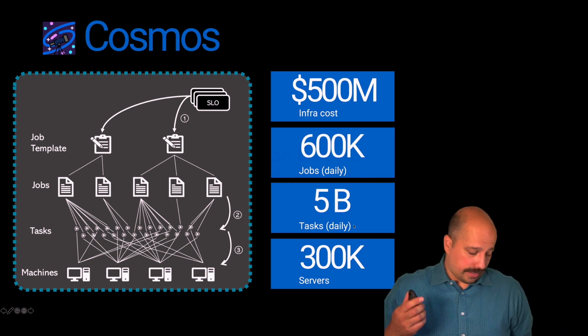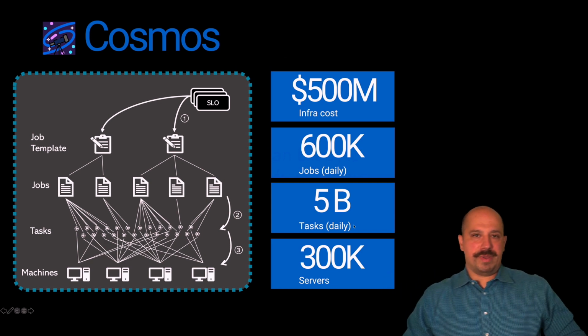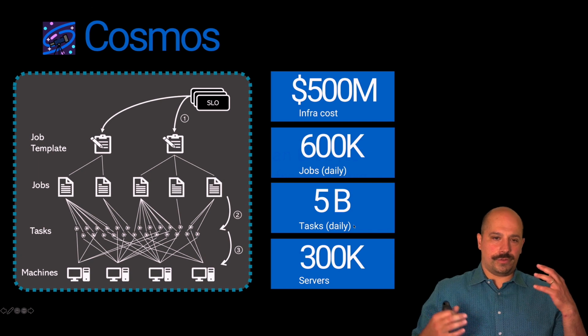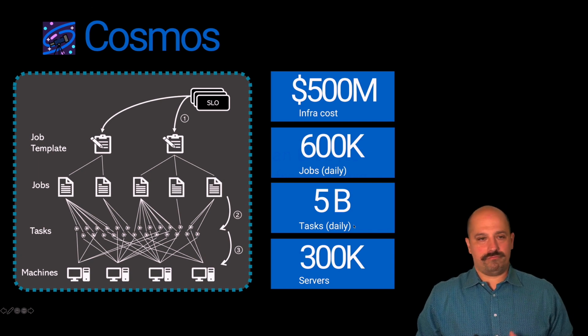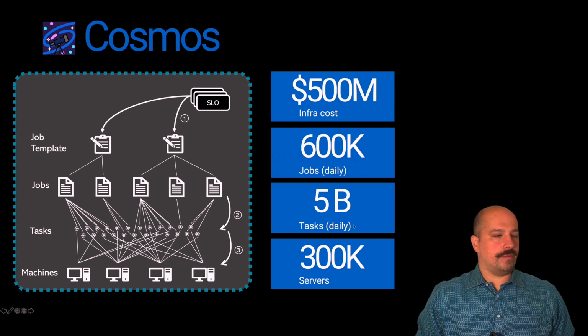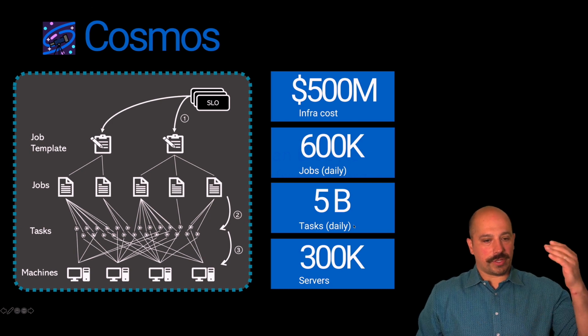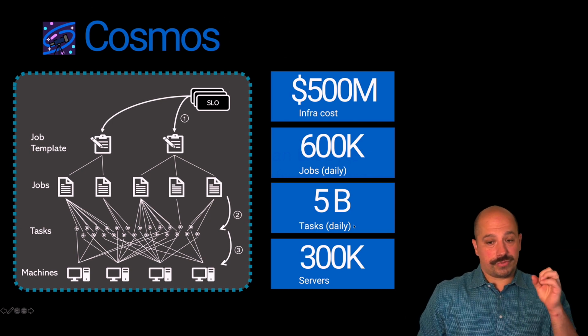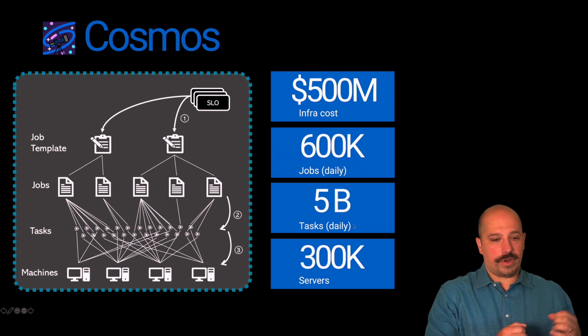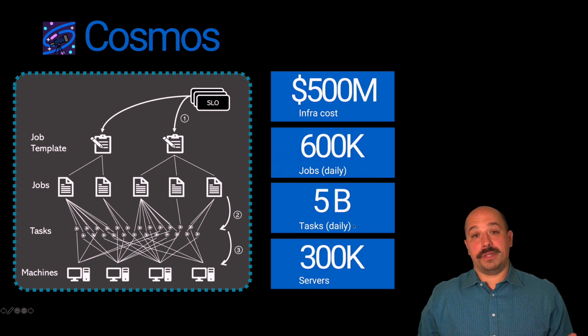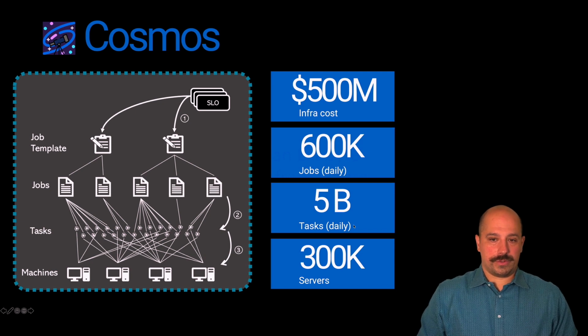So as a reminder, the Cosmos infrastructure is one of these big data infrastructures. We have a lot of job templates. Think about those as the recurrent jobs that run every day. Each of those has multiple job instances, about 600,000 daily jobs. And those are comprised of multiple tasks, or processes running on machines and running a specific computation, about 5 billion tasks. And they run across a large fleet of servers, about 300,000 servers.